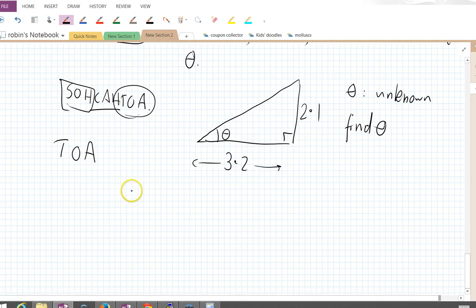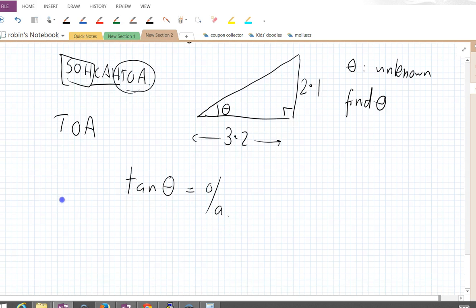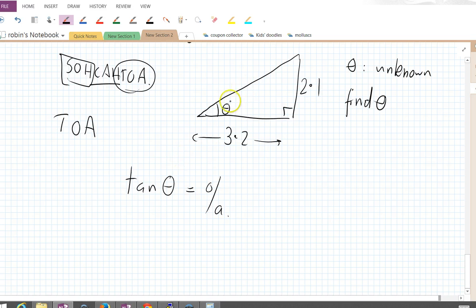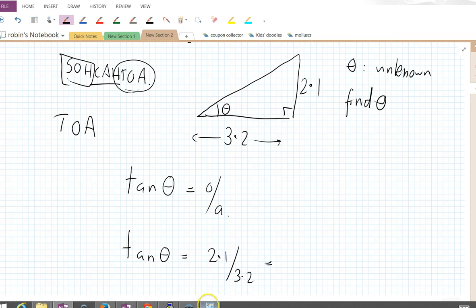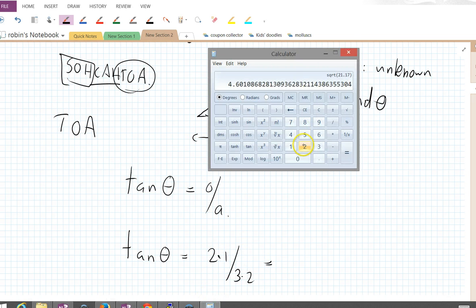Let's just write that out. I want you to see how I'm in the habit of writing out these things. Tan theta equals opposite over adjacent. And I'll just write it out again and again. So for this triangle, tan theta equals 2.1 over 3.2. What's 2.1 over 3.2? Well, we can use our old calculator.